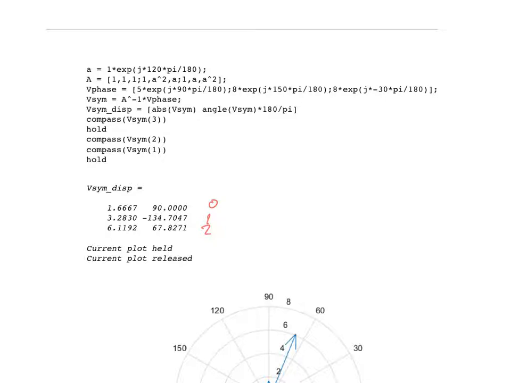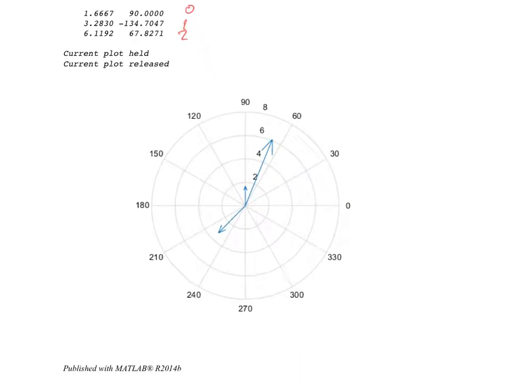And just for fun, is that the original set of vectors that we have? 5 at an angle of 90, 8 at an angle of minus, what was it? Minus, I don't remember now, minus 120, 130? One was negative 30?